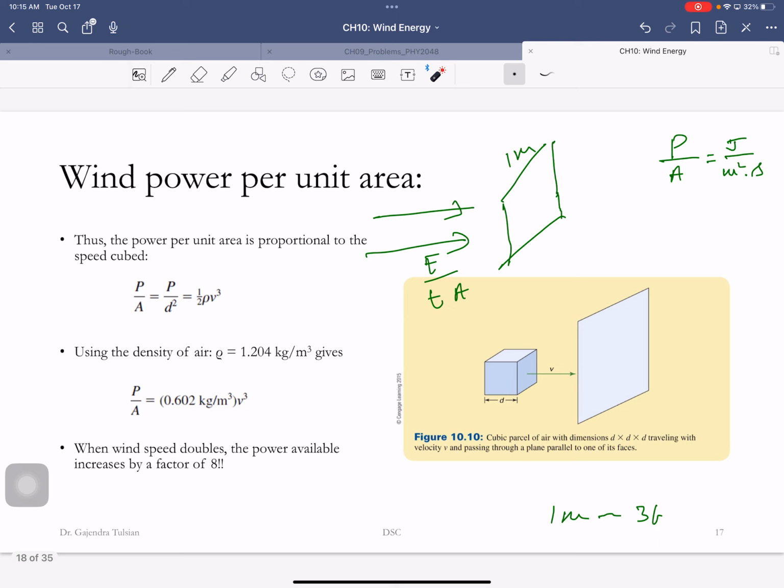So again, wherever you want to put windmills, what you want is high winds, steady winds, and that's what you're looking for. And that's what happens offshore. So that's the best place to put windmills. Offshore wind farms are the best location.